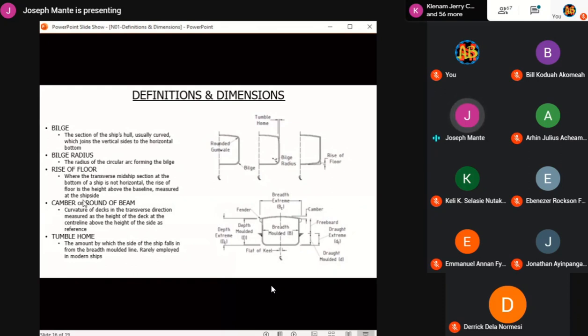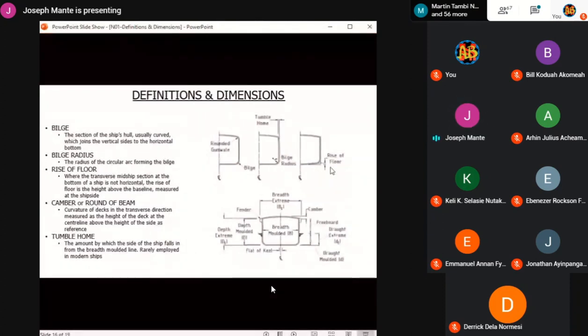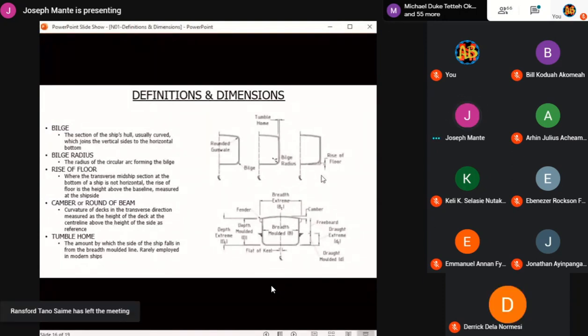As you can see in the third diagram, the hull is not actually lying on the floor. There is a rise there. So that's what we call the rise of floor. When you go to the dock, you see how the bottom is not actually lying flat. So that becomes the rise of floor.